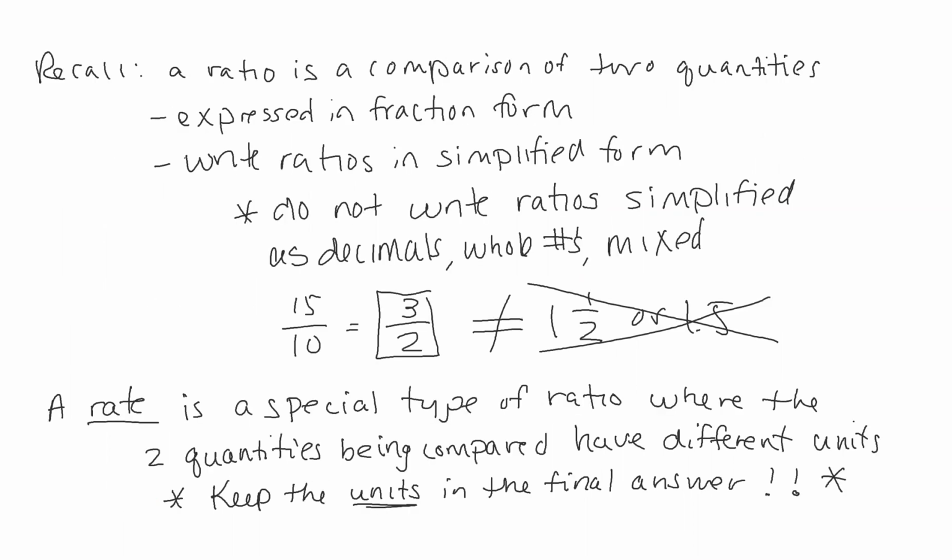So quick recap. Recall that a ratio is a comparison of any two quantities. We express them in fraction form. We write ratios in their simplest form, but we do not write ratios as simplified as decimals, whole numbers, or mixed numbers. We have to maintain that comparison of two quantities. That means our final answer needs to be a fraction. All right. Now, for this video, we're specifically talking about rates. Rates are a special type of ratio where the two quantities being compared have different units. You must keep the units in your answer.